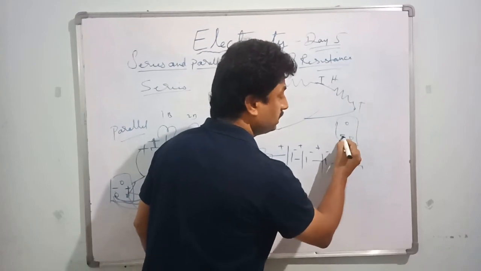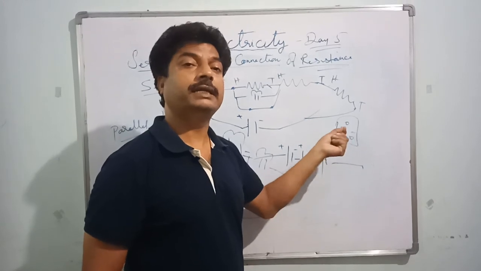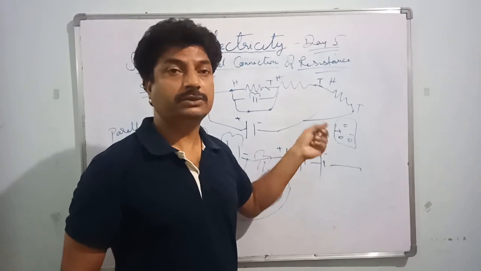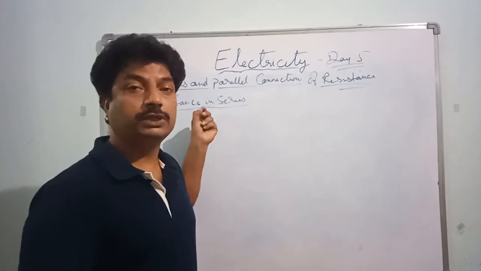They are already connected to one positive and negative. Take a TV or fridge; they are all connected in parallel. Okay, let us go into more details now.